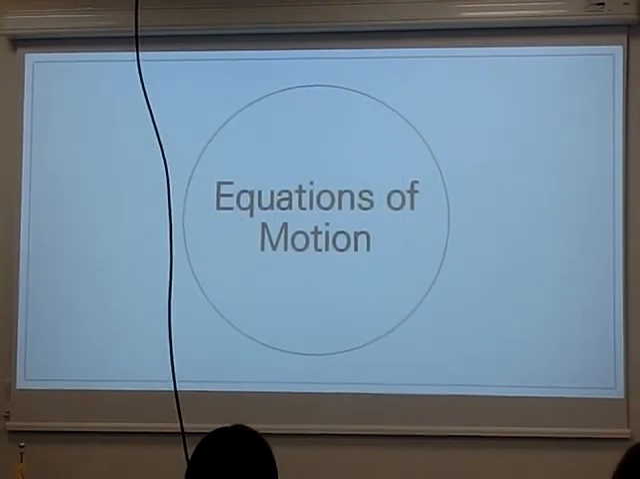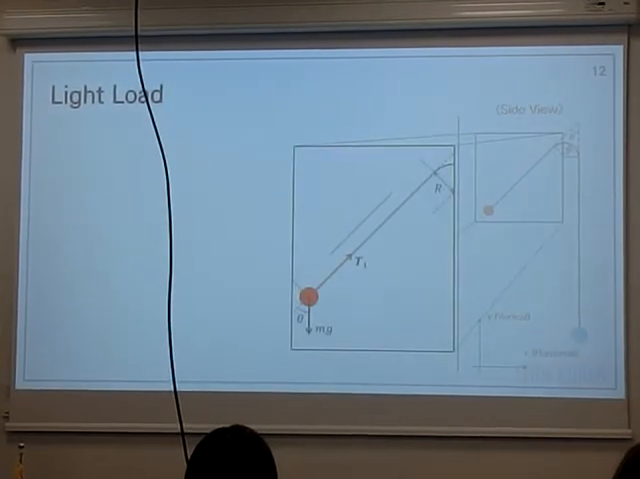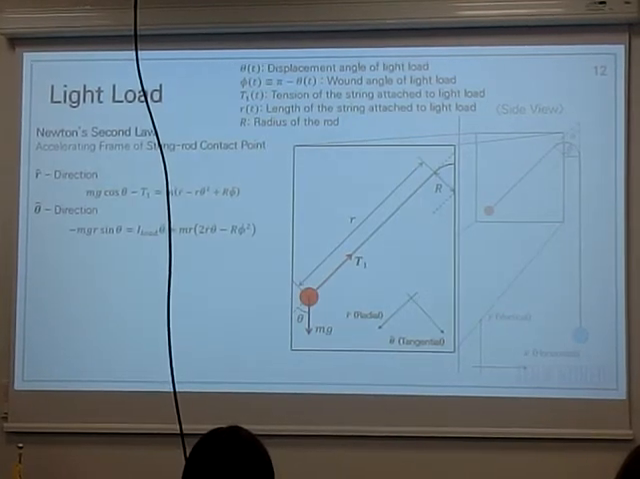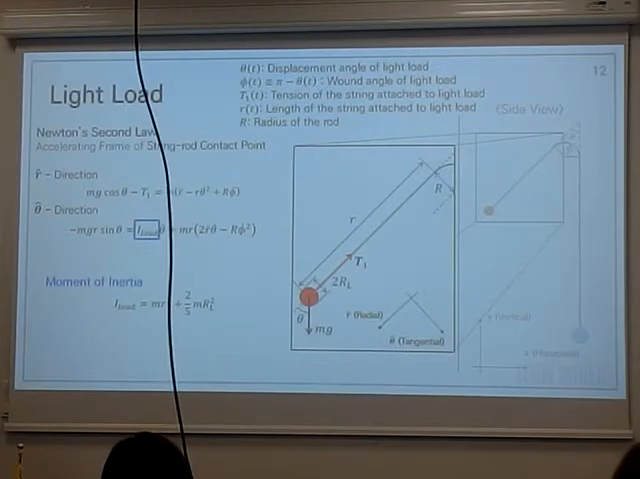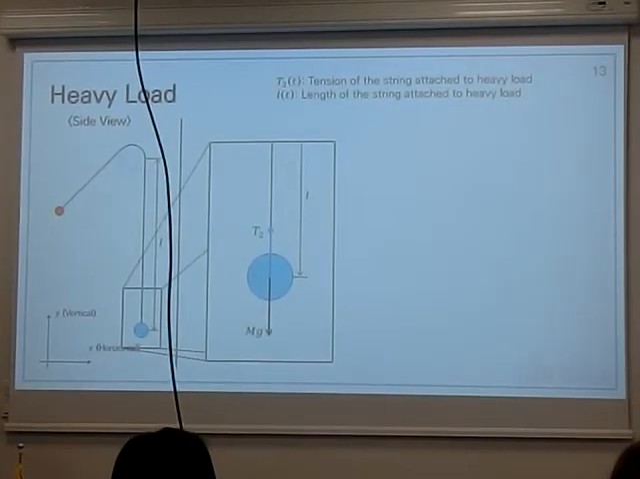So now we derive the equations of motion. First, for the light load, we use Newton's second law in the accelerating frame of the string-rod contact point over here. Writing the force equations in the radial and tangential directions, we get the following equations, where the small r denotes the sweeping radius, the distance between the point of contact of the string and the rod and the light load. In this equation, I_load denotes the moment of inertia of the light load. And for the heavy load, we write down the force balance equation in the vertical direction, where T2 denotes the tension of the string attached to the heavy load, and L denotes the length of the string attached to the heavy load from the string-rod contact point.